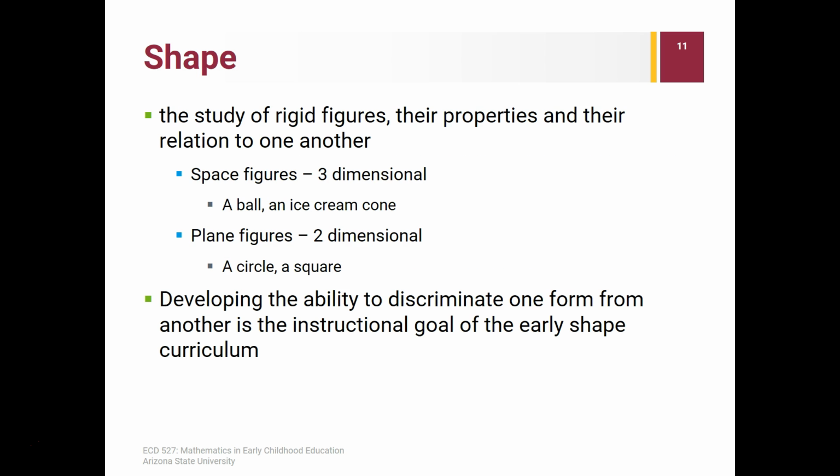Another concept developed in early childhood is the concept of shape. Shape is the study of rigid figures, their properties, and the relationship to one another. Children learn how to identify and describe three-dimensional figures or space figures such as a ball or an ice cream cone, as well as the two-dimensional plane figures such as a circle or a square. An instructional goal of early childhood shape curriculum is for young children to discriminate one form from another form.